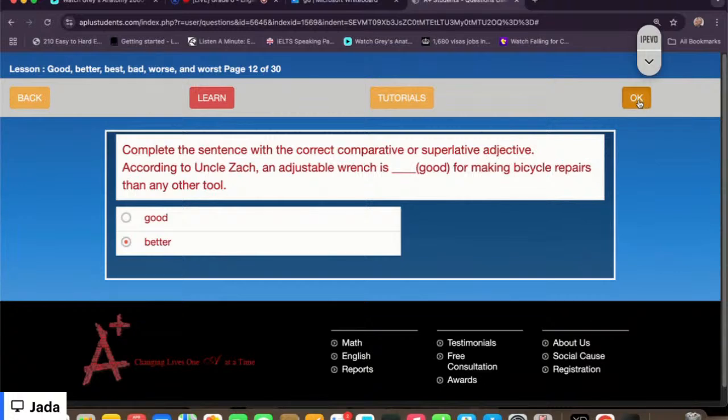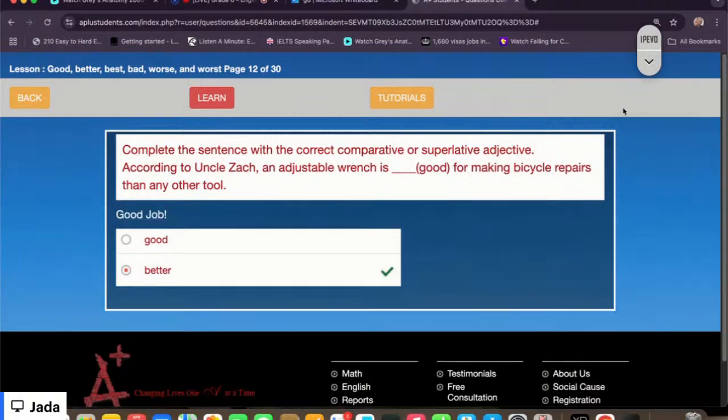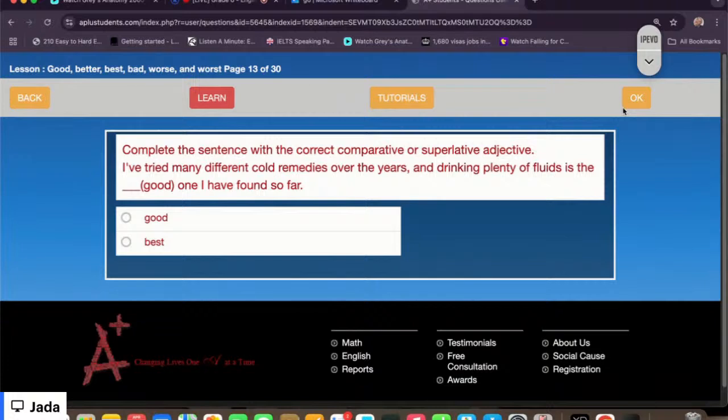Okay, so that's it for our lesson on adjectives that compare. Can you tell me if you have any questions or not?